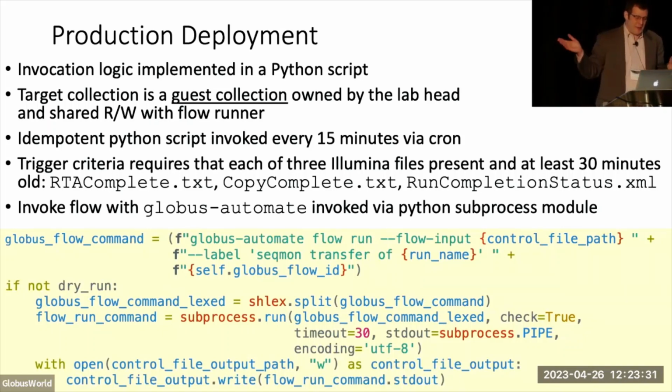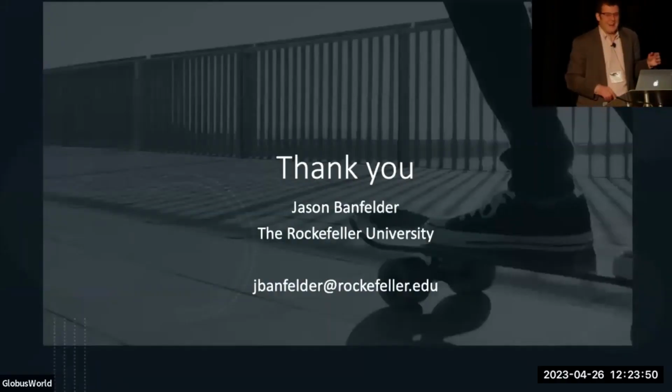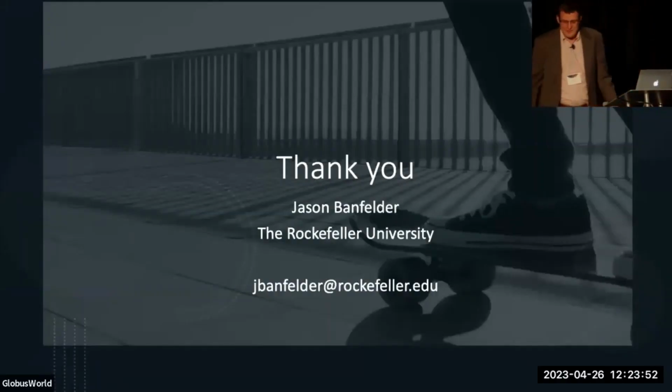So my Python code actually just shells out the same Globus automate flow run command. I know I can do better, but again, this was enough for me to deliver something that actually worked. And since that's been running for, I don't know, several weeks, and it actually worked the first time, which is astonishing for a technical project. So with that, thank you.